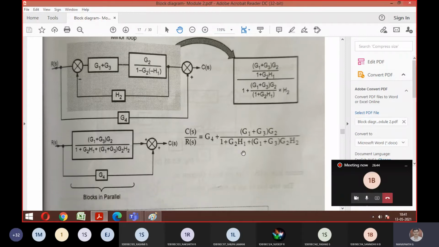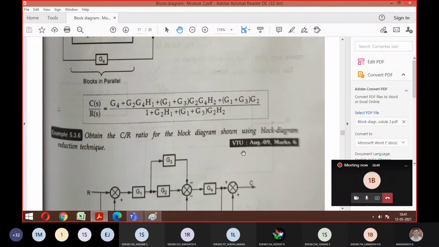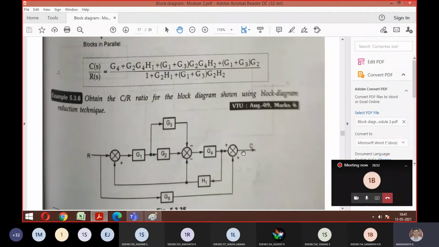So go with the next problem. I won't tell anything for this now. I want you to solve this. You have to obtain the transfer function. So you should explain to me what are the possible ways to solve this problem.